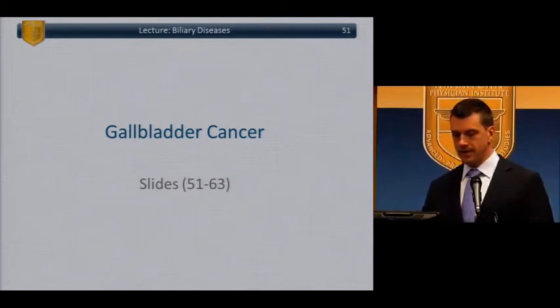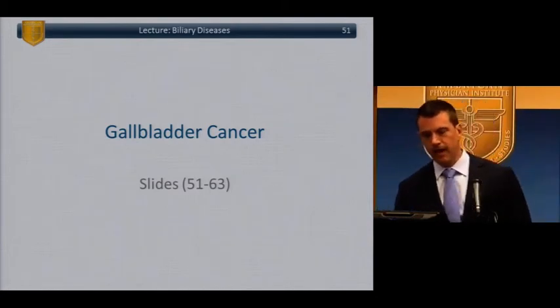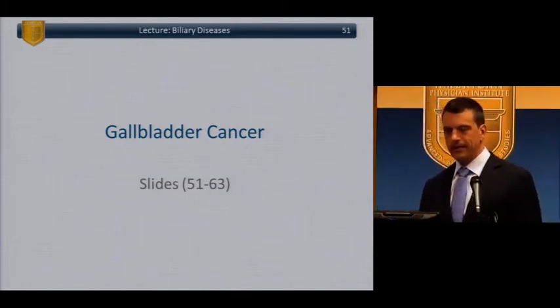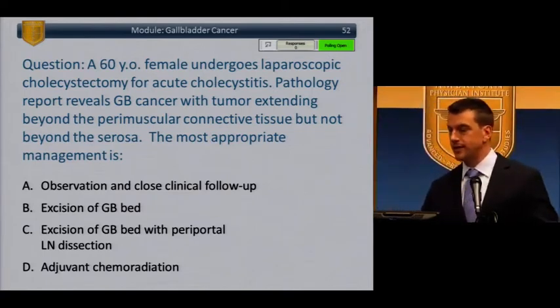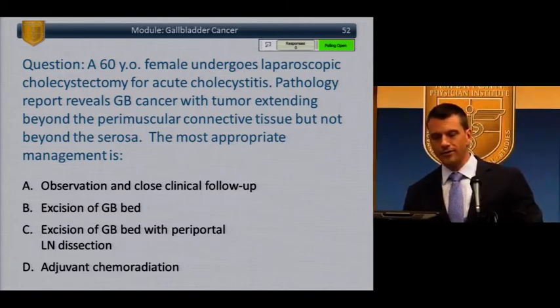Now looking on to malignant conditions within the gallbladder. A 60-year-old female undergoes laparoscopic cholecystectomy for acute cholecystitis. The pathology report reveals gallbladder cancer with tumor extending beyond the perimuscular connective tissue, but not beyond the serosa. The most appropriate management is A, observation and close clinical follow-up, B, excision of gallbladder bed, C, excision of gallbladder bed with periportal lymph node dissection, or D, adjuvant chemoradiation.